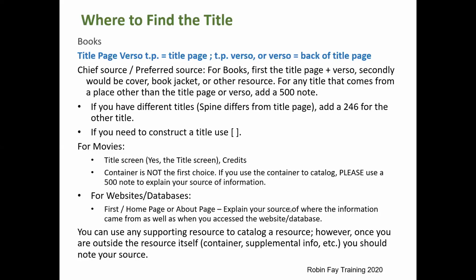But the problem is, because this is challenging to do, and especially when you're copy cataloging, you don't have a whole lot of time, you've got a whole bunch of movies, so many times people just shortcut, and even in original cataloging, when they should be looking at the title screen, they don't always do it. So the container is not your first choice. My suggestion would be, if you're original cataloging and you need to use the container, then use a 500 note to explain that you're cataloging from the container and not the title screen.